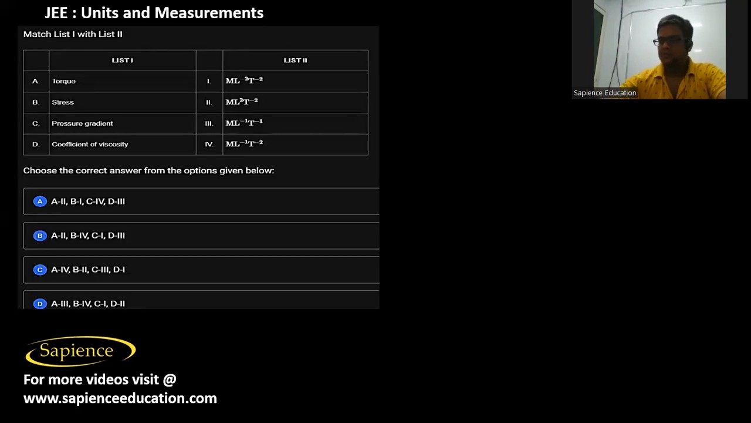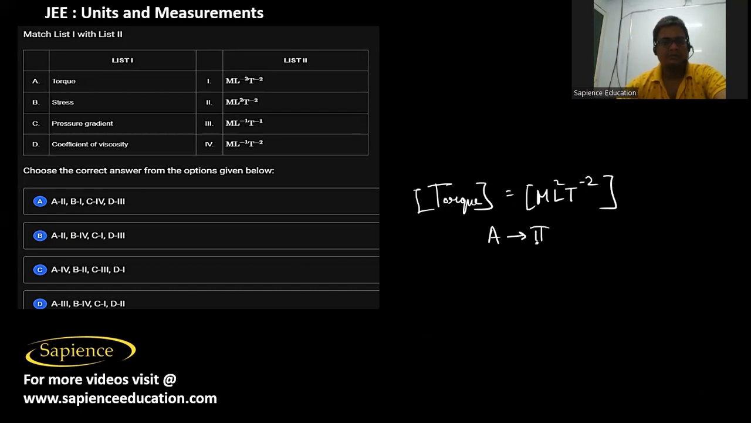Then here it is told to match list 1 with list 2. So the dimensional formula for torque: torque is r cross F. So force into length. Force is M L T power minus 2, into length. So it is M L squared T power minus 2. So A will match with 2.